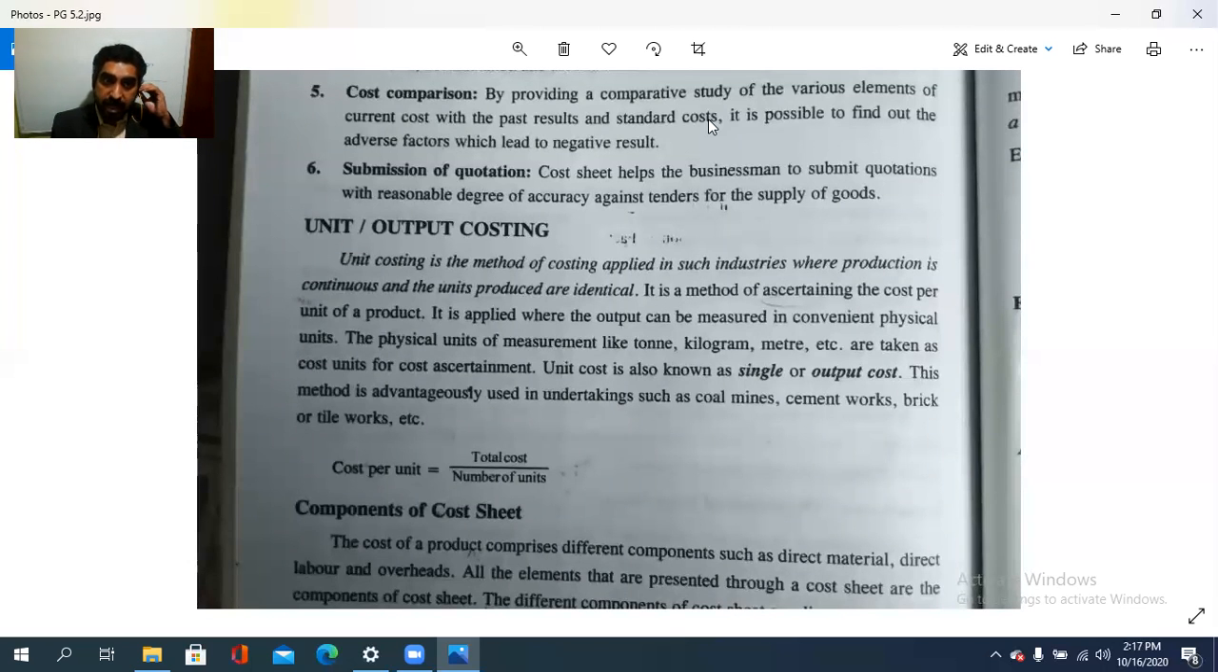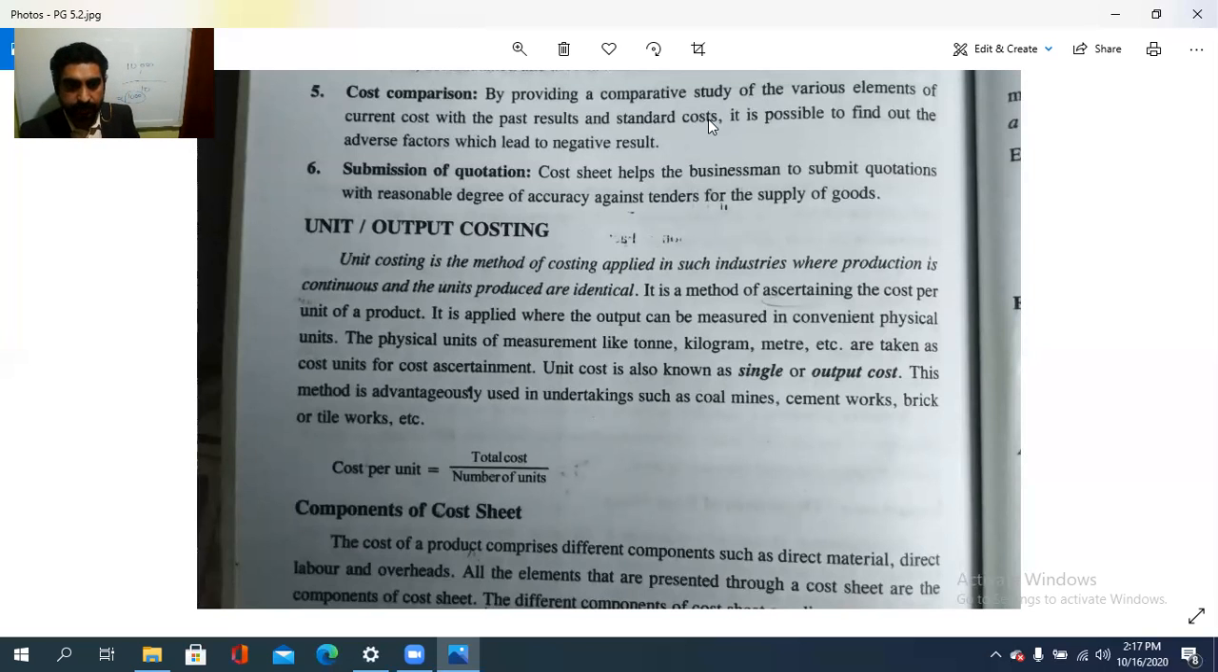Calculating the per unit cost of a product is what is called unit costing or output costing. It is applied where the output can be measured in convenient physical units. The physical units of measurement like ton, kilogram, meter, etc. are taken as the cost unit for cost ascertainment. Unit cost is also single or output cost.